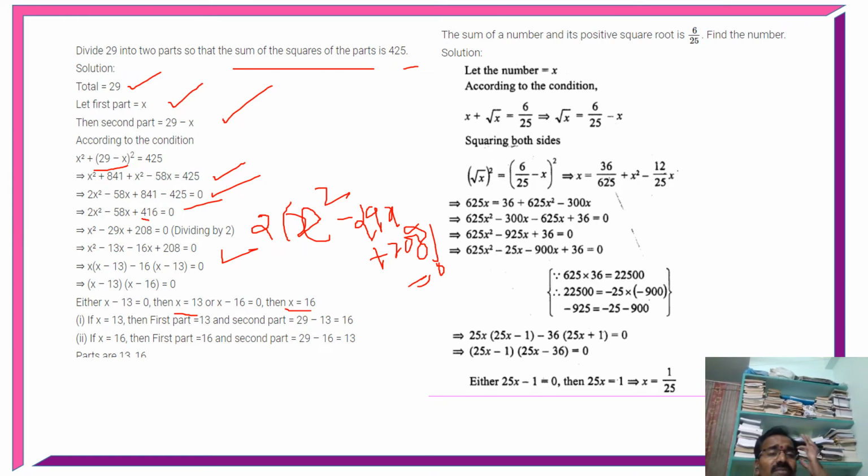But here it is given parts, so it should be positive. Negative is not possible, but both are positive, so both conditions are possible. If one part is 13, the other part is 29 minus 13, which is 16. If one part is 16, vice versa, 29 minus 16 is 13. So either 13 or 16 is possible. Again, one more problem of a similar model we have done. After applying, we got the values, and we'll do the next application. Students, let us go with the next slide.